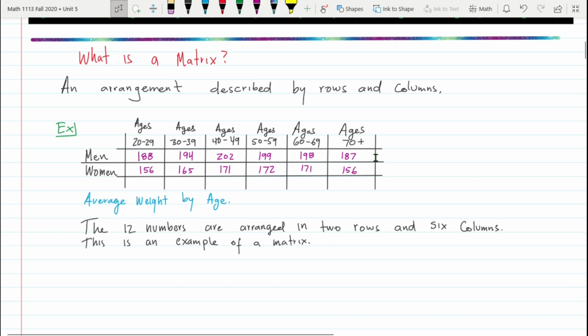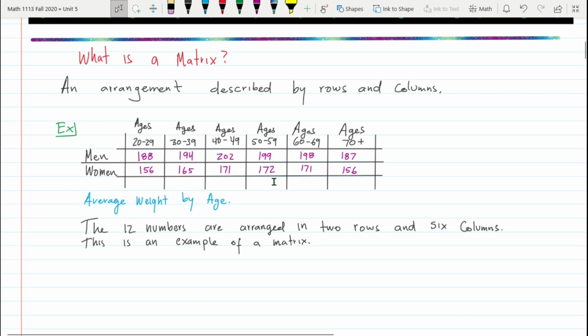In this data, it's about the average weight by age for each gender. So men, on average, weigh about 188 between the ages of 20 through 29. Women weigh 156, and so on, right? You can see how this is organized. You can say, what's the average weight for ages between 50 and 59 for women? So women, ages 50 to 59, you would say 172, right?